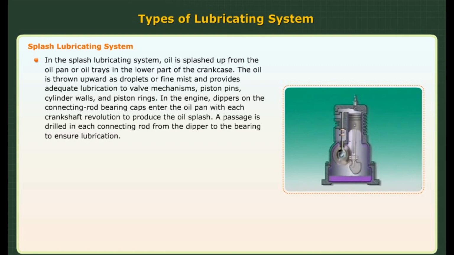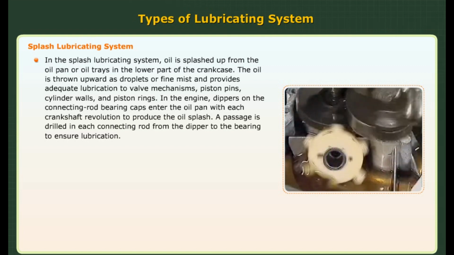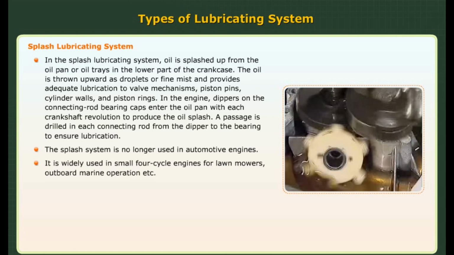In the engine, dippers on the connecting rod bearing caps enter the oil pan with each crankshaft revolution to produce the oil splash. A passage is drilled in each connecting rod from the dipper to the bearing to ensure lubrication. The splash system is no longer used in automotive engines. It is widely used in small 4-cycle engines for lawnmowers, outboard marine operation, etc.